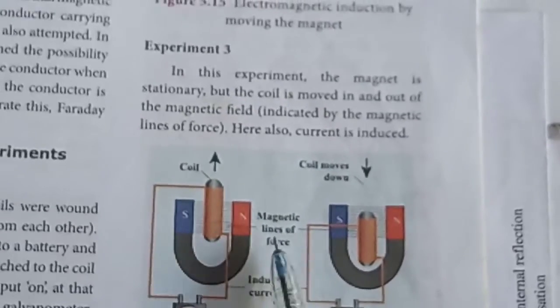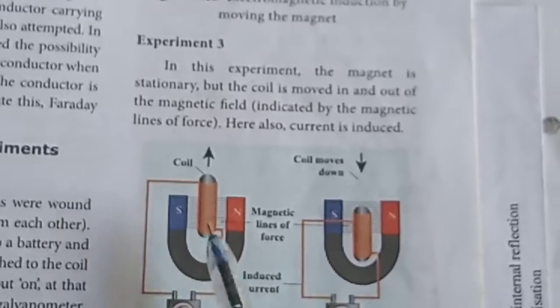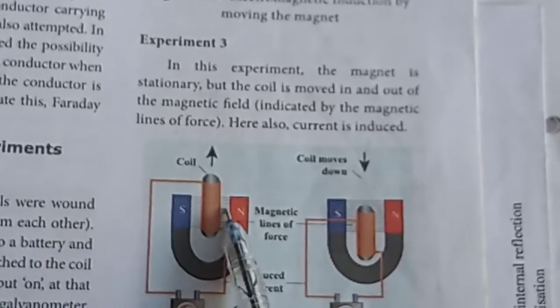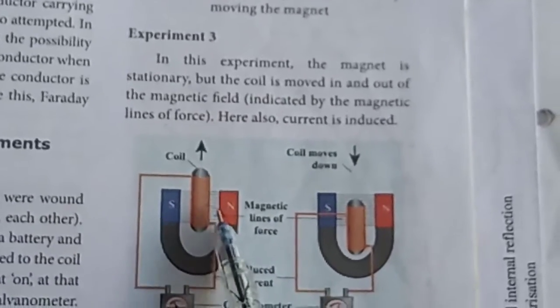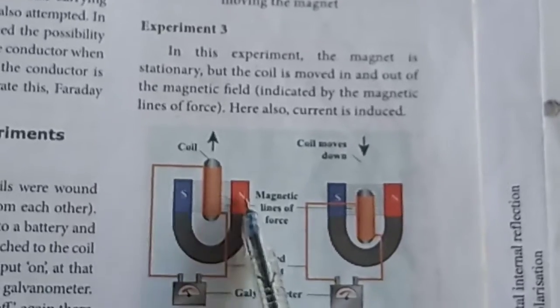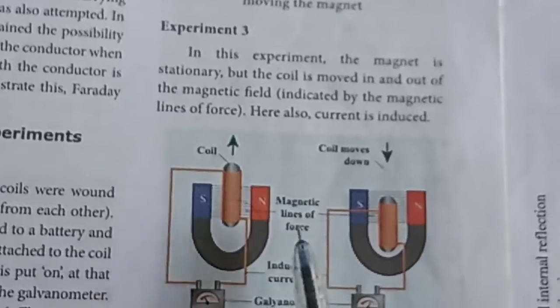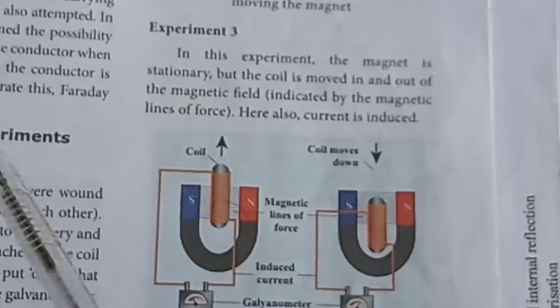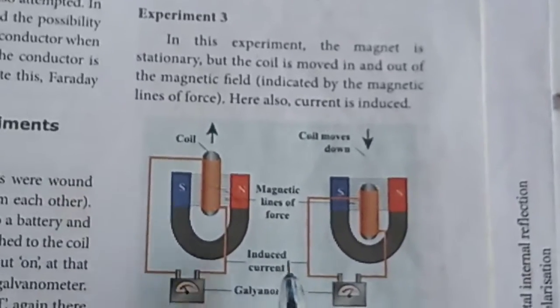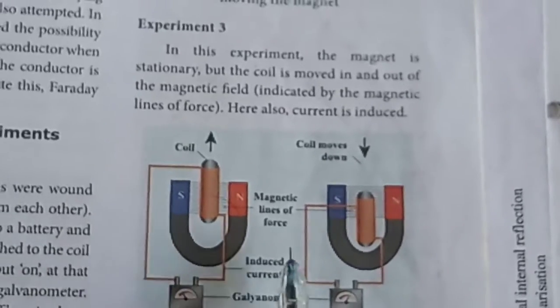So what is electromagnetic induction? When the magnetic flux linked with the coil changes, EMF will be produced. The induced EMF is called electromagnetic induction. So from these three experiments we can conclude electromagnetic induction.